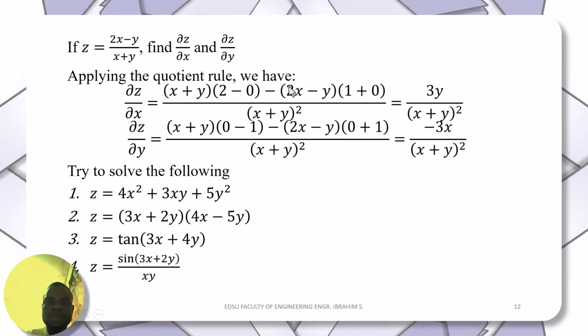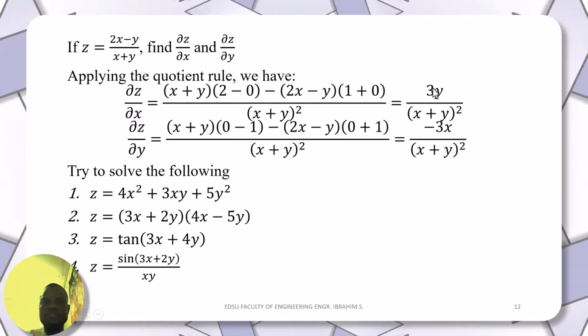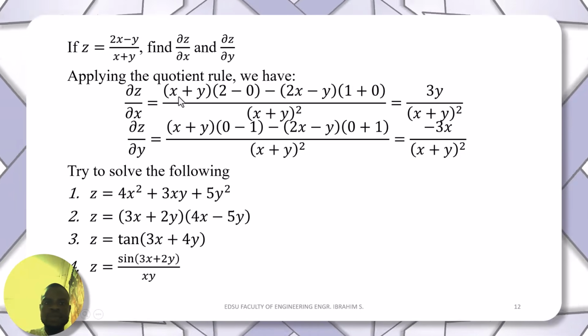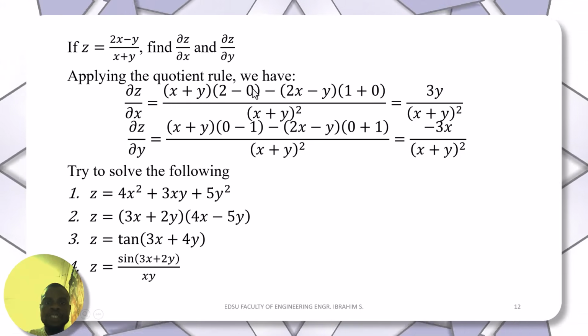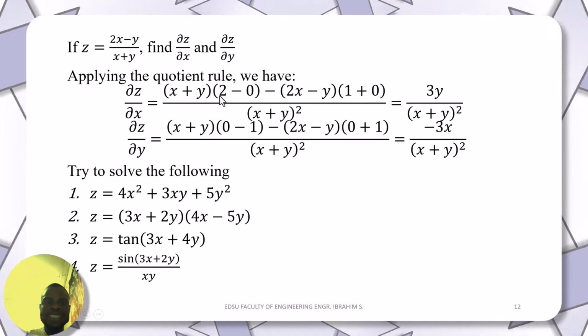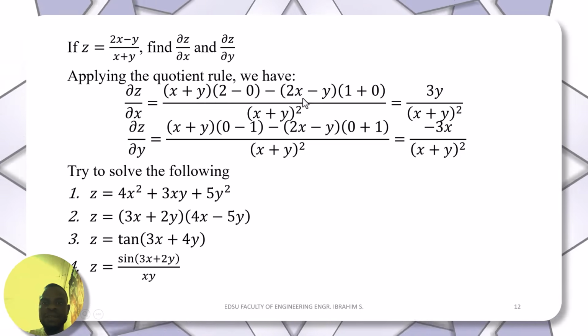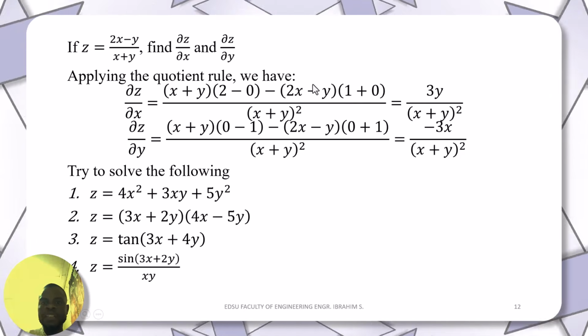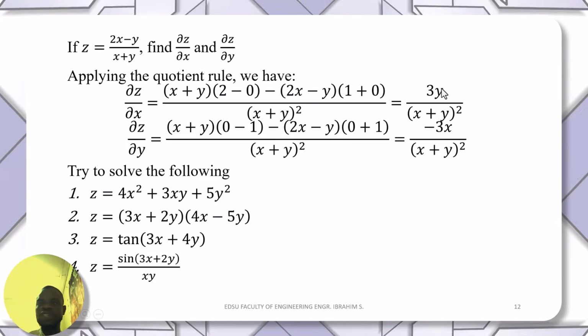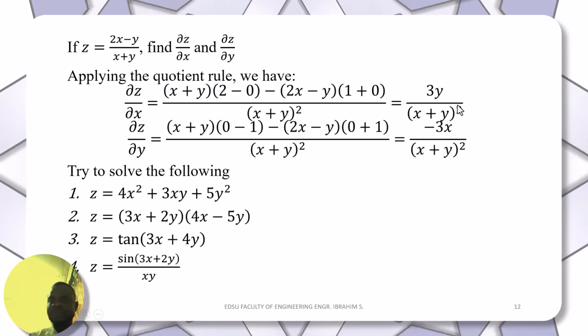The next step is to open this bracket. You open this bracket, x, this one is 0, so it means 2x plus 2y, then here I have minus 2x, then minus y. You sum everything to give me 3y all over this.